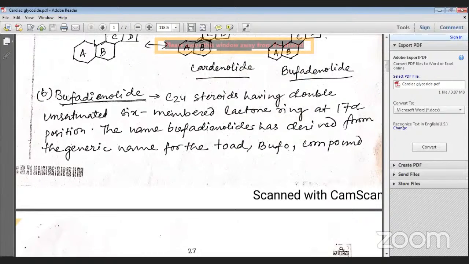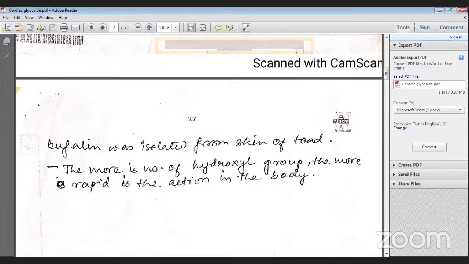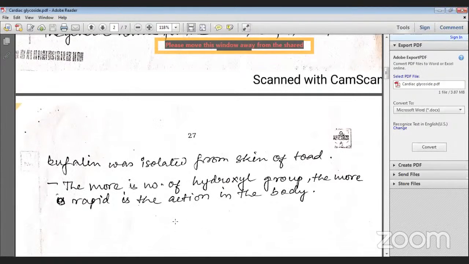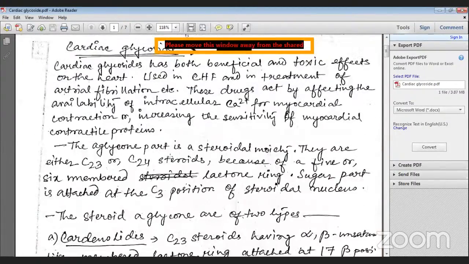The name bufadienolide is derived from the generic name of the toad, Bufo. These are mainly found in the skin of toads. The scientific name is Bufo melanostictus. From this, the bufadienolide term has arisen, and the compound bufalin is important, which is isolated from the skin of toad. So this is the basic structure of the cardenolides and bufadienolides.